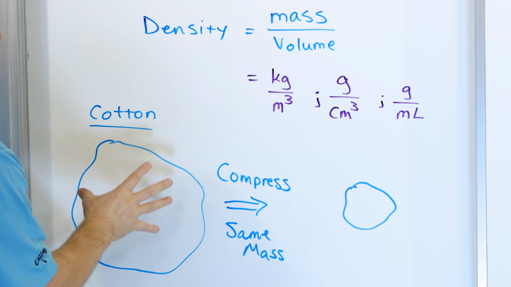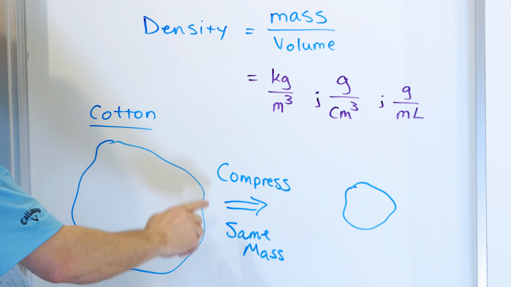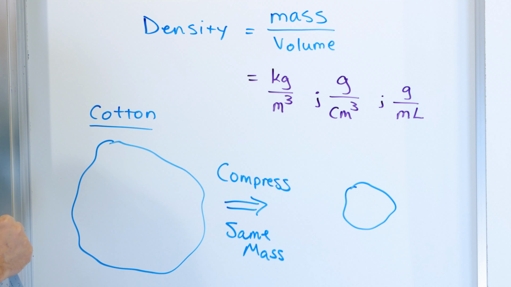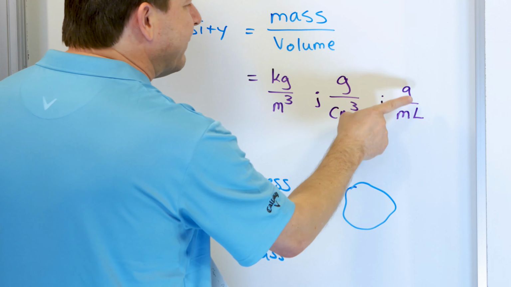So what do you think is going to happen if this has a certain mass and you divide it by the volume of this, whatever the volume of this thing is? You take its mass, you divide it by the volume. You're going to get something called density, right? The units of the density might be grams per cubic centimeter, or we could call it grams per milliliter.